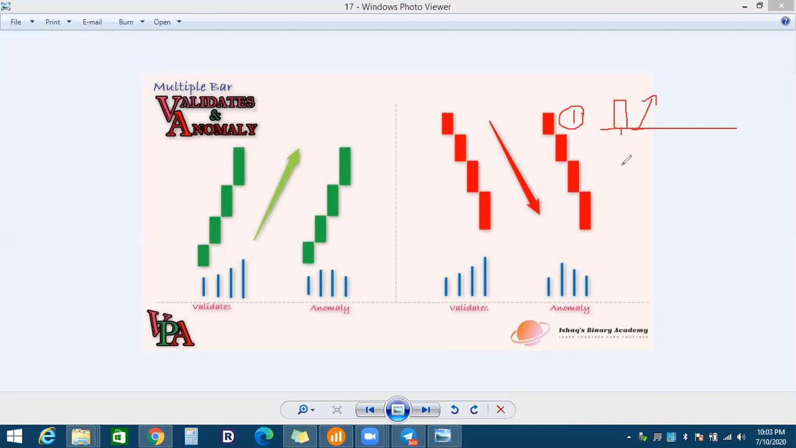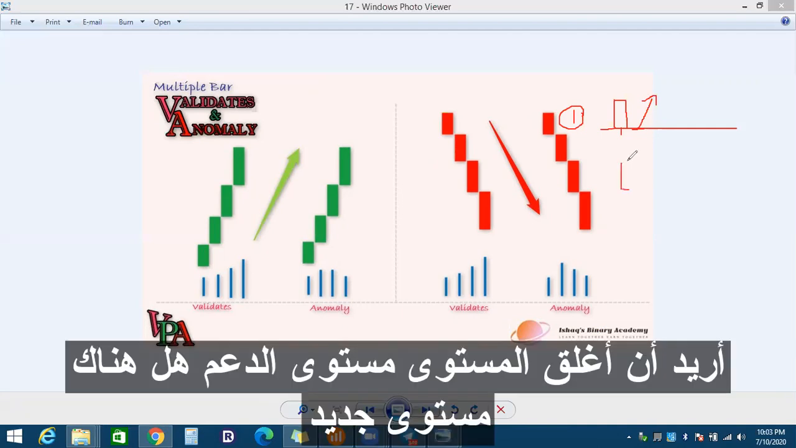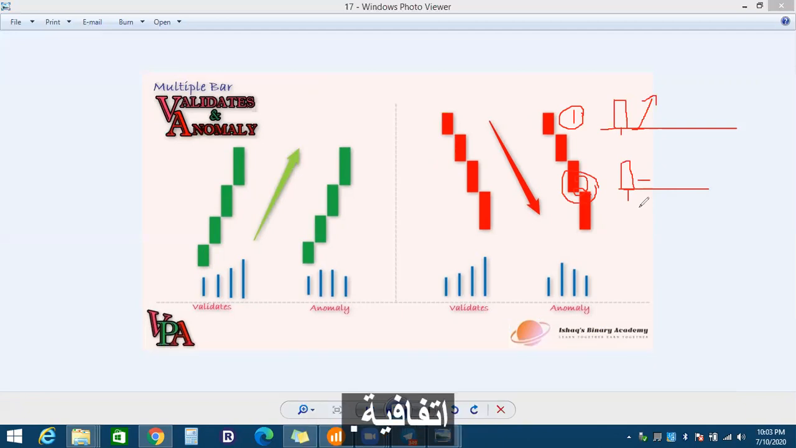And the second opportunity they have: if they want to break the level, even if they closed above the support level, the opportunity is there. The rule of the market is, if you want to change the entry point and start from here, you can break the level.